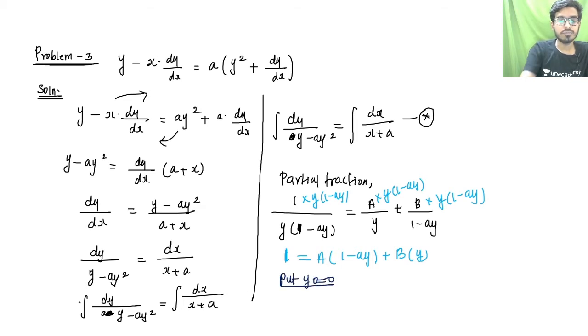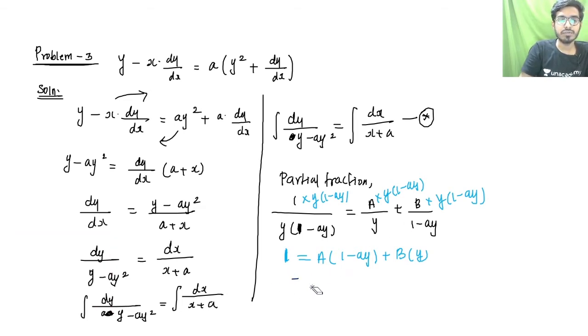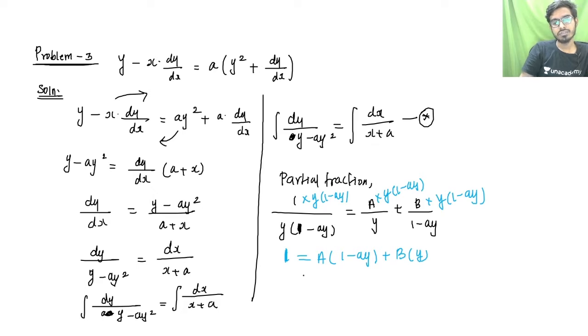Put y is equal to 0. You need to find the values of a and b now, right? So when you put y is equal to 0, we will have 1 is equal to a into 1 plus b into 0. This implies my value of a is 1. And you put y is equal to 1 minus ay will be equal to 0. That means 1 has to be equal to ay. So you put y is equal to 1 by a, right?